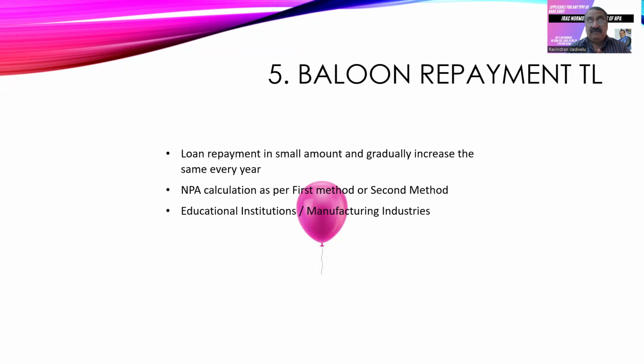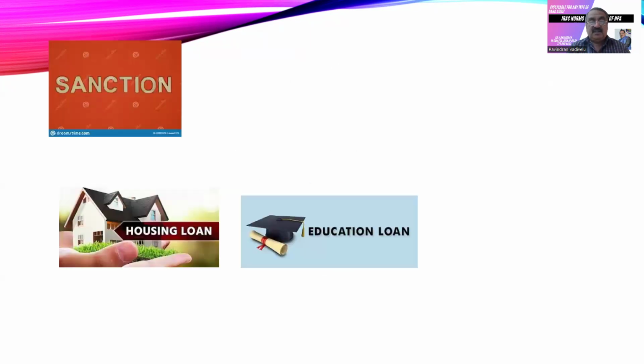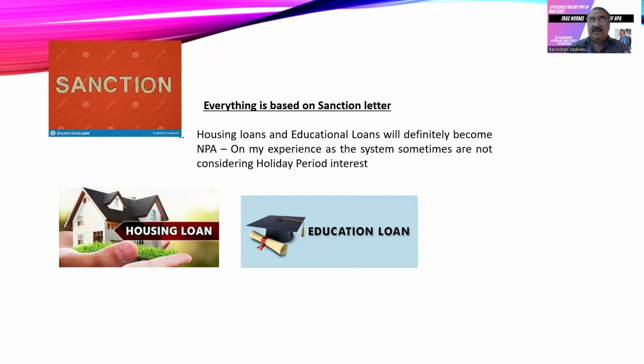Even as an auditor, you have to advise the client to get the repayment of term loan in the form of balloon so that they will have some breathing time. And let us go to the general thing. Everything is based on the sanction letter. And according to my experience, please be careful with reference to housing loans and education loans because holiday period interest will not be considered in few of the bank software. I cannot blame all the bank software. Few software, the consideration towards the holiday period interest is very less. So please be careful when you calculate the housing loans and education loans with specific reference to the NPA.